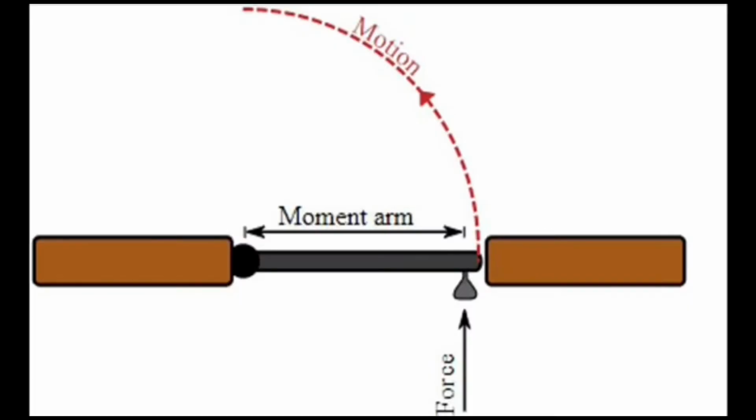Okay, this is an example of how torque occurs. We can see that we have force, we have moment, and we have motion. These three are related to torque, and how torque occurs to rotate an object. So we go to the horsepower.